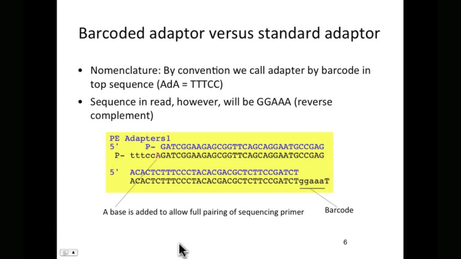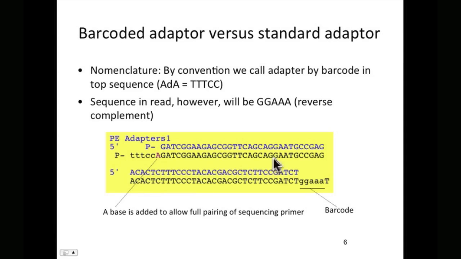So a quick note on nomenclature. We name the adapter by the way it shows up in the top sequence, what we call adapter A. However, the sequence in the read will be the reverse complement of that. So let's look down here at the Illumina paired end adapter sequences in blue. This is the standard adapter A and adapter B. Note the 5' phosphate on adapter A. When we add a barcode to this, we add 5 bases and then an A. And this A is to allow the sequencing primer to bind. There's normally a T overhang present there.